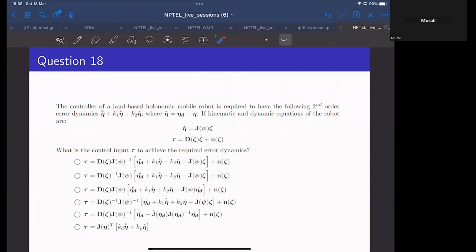Eta tilde double dot plus k1 eta tilde dot plus k2 eta tilde, where eta tilde is eta desired minus eta. The kinematics and dynamics of the robot are given as follows. The benefit of following this controller would be that the errors in position, eta tilde dot and eta tilde, would tend to 0 as time tends to infinity. And we have already derived, if this is our requirement, what would be the control input?